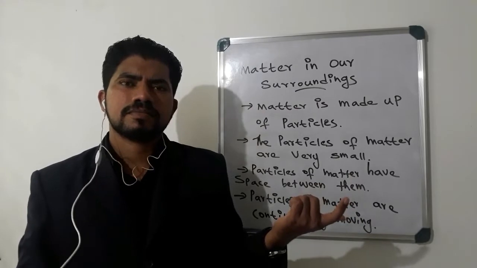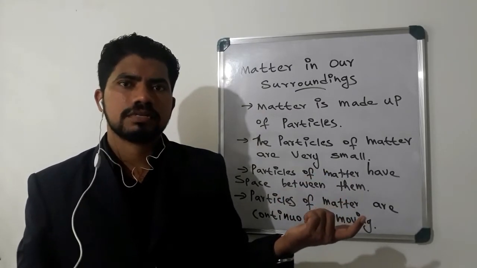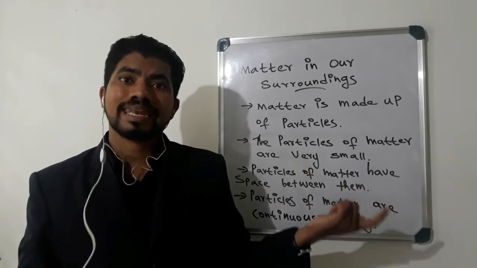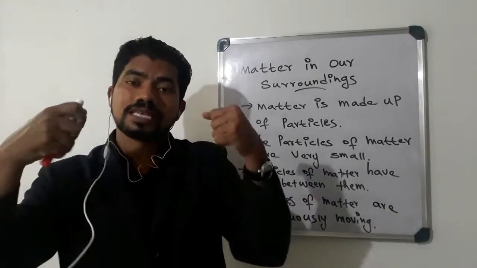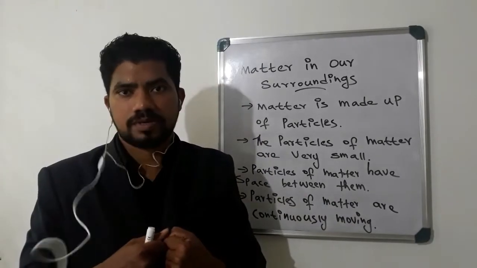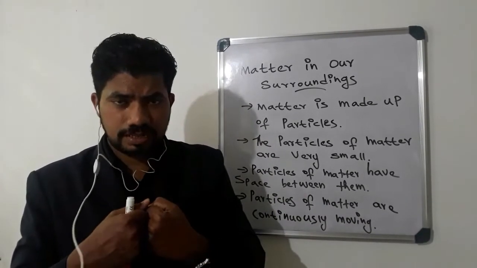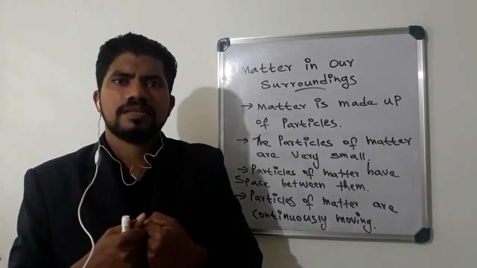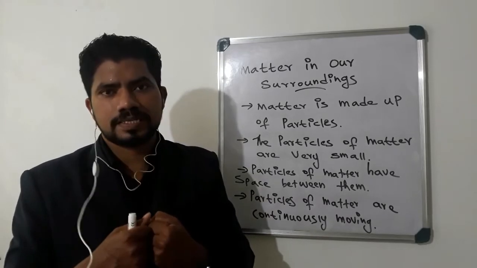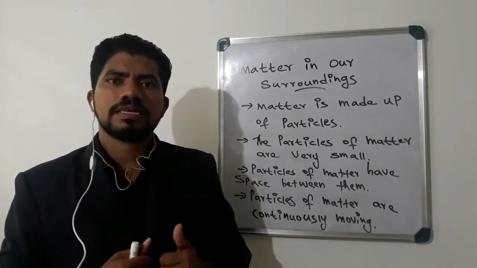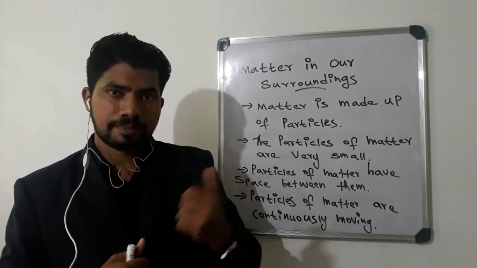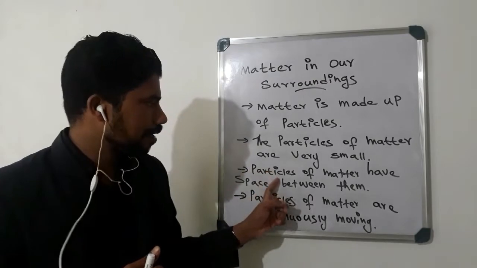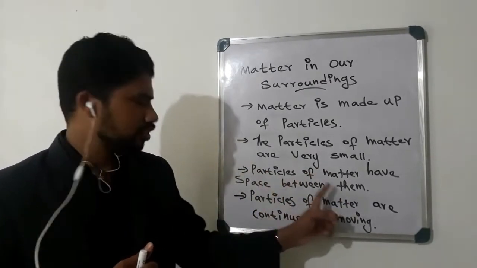But using some advanced techniques like electron microscopy or spectroscopy, we can analyze that the water molecules are closely arranged in an ice cube. So, in the solid state, the particles are closely arranged. But in the liquid form, the particles have a little bit of space. But in the gaseous form, there is a lot of space between the particles. As a generalization, we can say particles of matter have space between them.